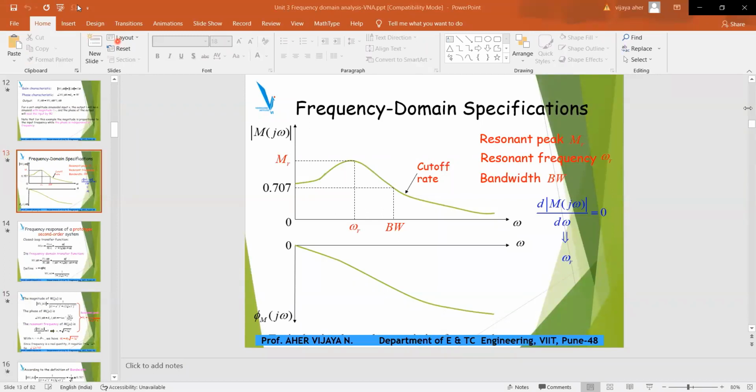Magnitude is equal to C into omega, that is the gain characteristics. To calculate magnitude, take mod of this. Phase is the angle of that equation, the phase characteristics, and we got a 90-degree phase shift between input and output, and we plotted the response. And these are the frequency domain specifications: M_R, omega r, and bandwidth, for which I have taken an example. Any doubt up to this?